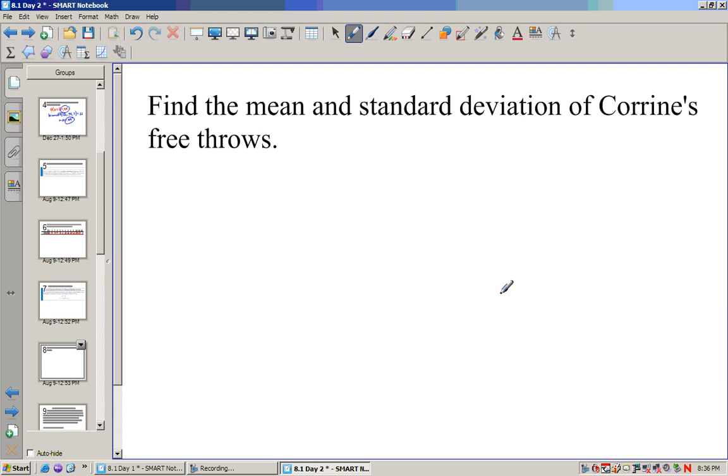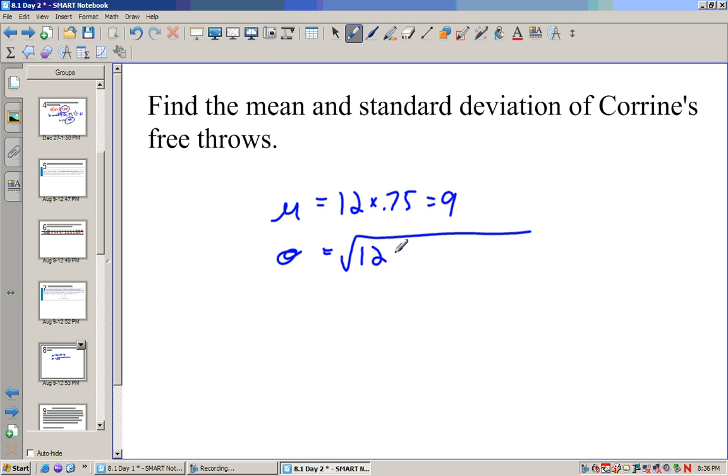Now, if we want to find the mean and standard deviation for Corrine's free throws, the mean is going to be 12 times 0.75, which is 9. Standard deviation is going to be the square root of 12 times 0.75 times 1 minus 0.75, which is 0.25. So 12 times 0.75 times 0.25 is going to be 2.25.